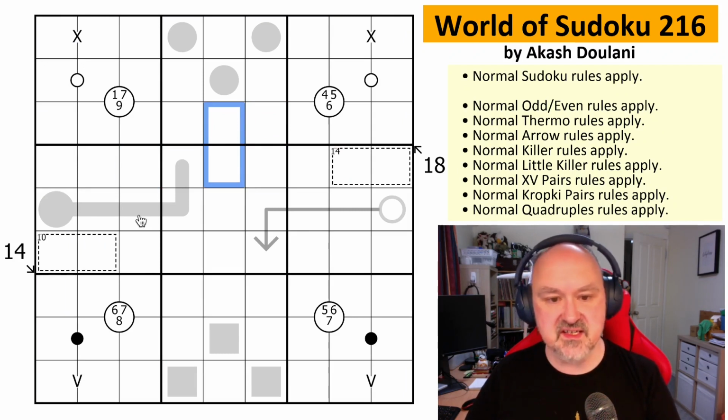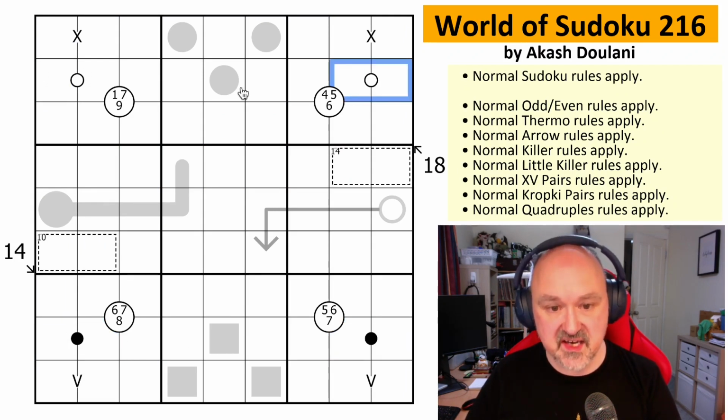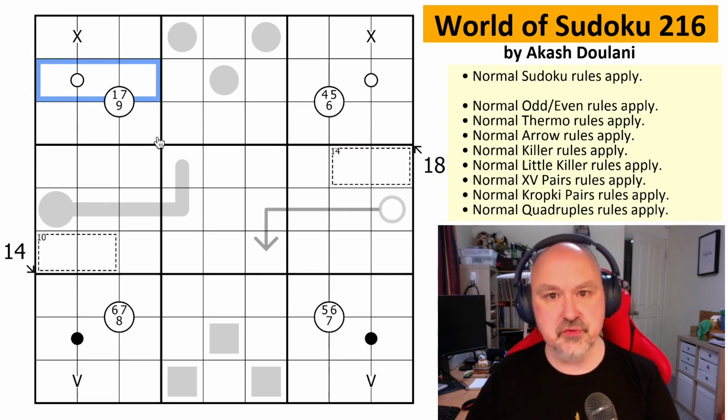Kropki pairs is the same but for Kropki dots. These cells will have a 1 to 2 ratio, the black dots. The white dots will be consecutive, but there can be other 1 to 2 ratio and other consecutive pairings on the grid. And quadruples rules.